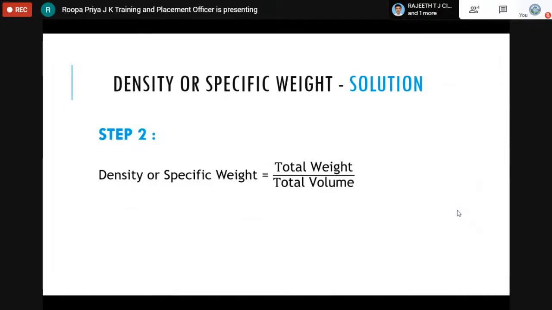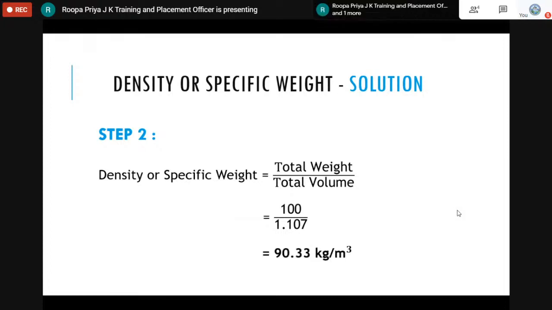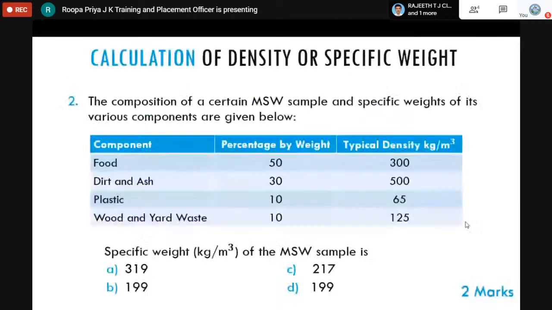Calculate the density of the solid waste, which is equal to the total weight divided by total volume. So according to the problem, the total weight is 100 kg and the total volume was 1.107. And this was your answer. 100 divided by 1.107 is equal to 90.33 kg per meter cube. So this is the simplest calculation of the density. So it will fetch you 2 marks easily. So this is about one type of the problem.